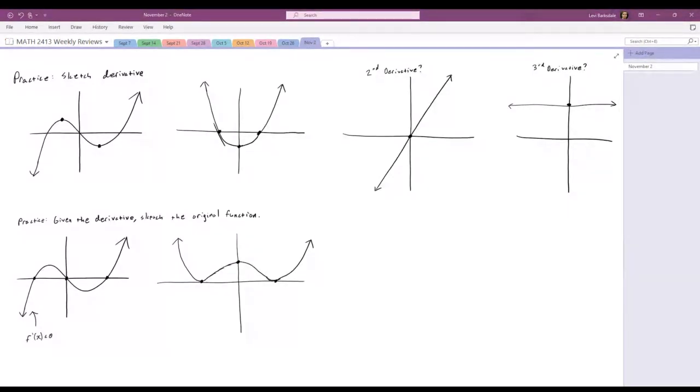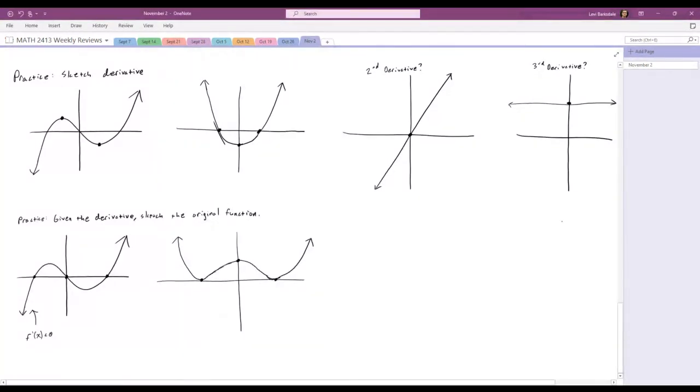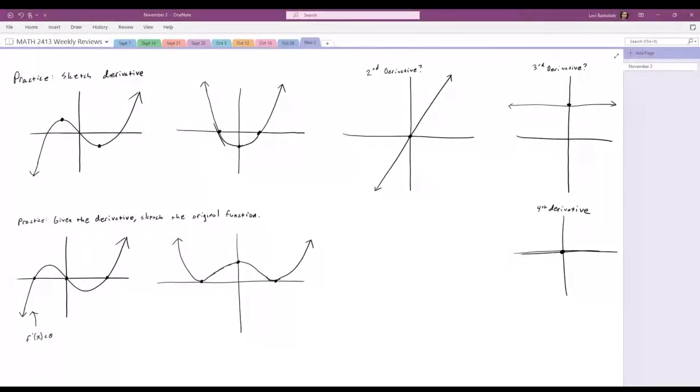Do all derivatives eventually become horizontal lines? The fourth derivative, that's a good question. If we took the fourth derivative, well, here we have 0 slope. So our fourth derivative would be 0. To answer your question, do all derivatives eventually become horizontal lines? The answer is no, they do not. We can think of a couple of easy counterexamples.